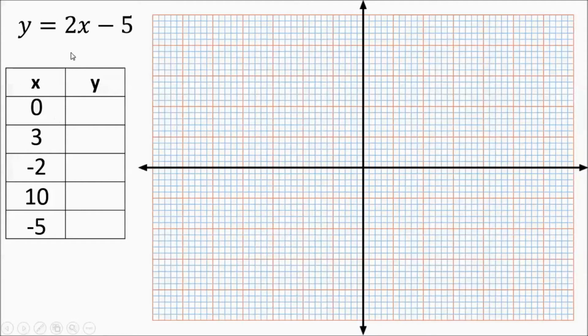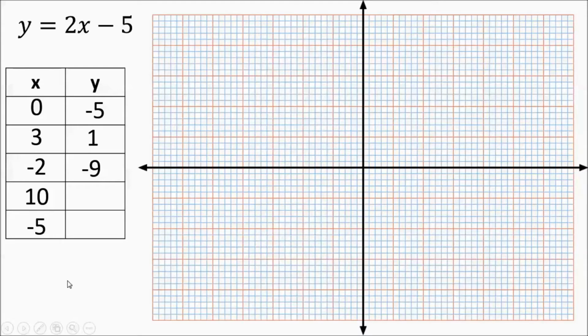We're going to take this part of the equation, the expression side that has the x in it, and we're going to plug in x. So instead of 2 times x, I'm going to think of it as 2 times 0 minus 5. That works out to a -5. I'm going to do the same thing with the next x value. Instead of 2 times x, I'm going to think of it as 2 times 3 minus 5. That's going to be 6 minus 5, which is going to give you a 1. I'm going to plug in a -2 now for the x value. That's going to be -4, and then -4 minus 5 gives me a -9.